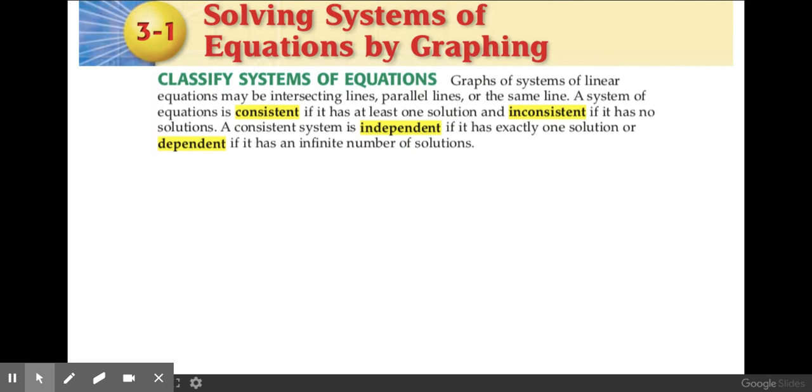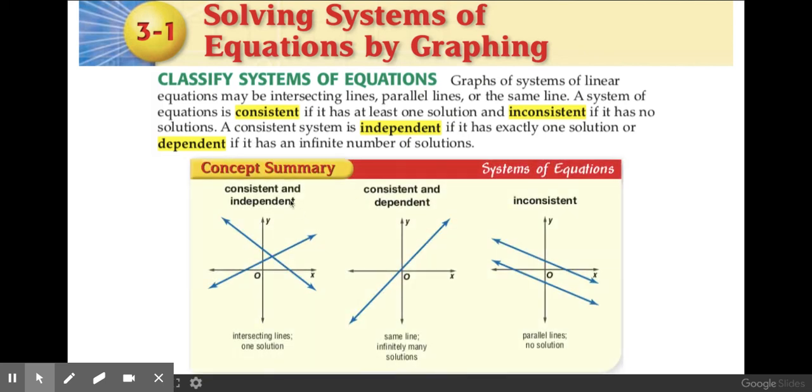So let me show you what that looks like. This would be an example of a consistent and independent system, right? Because here I have my two lines, and their solution would be at this one point where they cross, right? So if you have intersecting lines with one solution, that is what's known as consistent and independent.